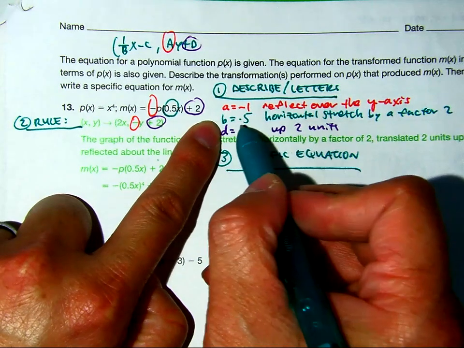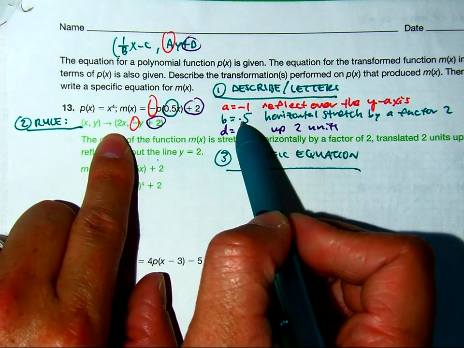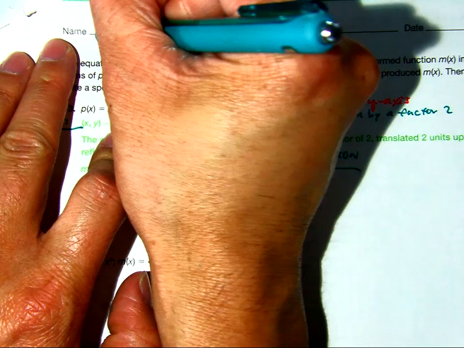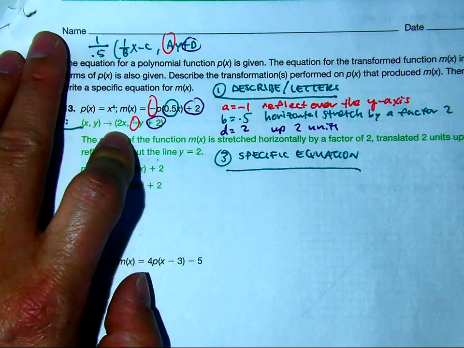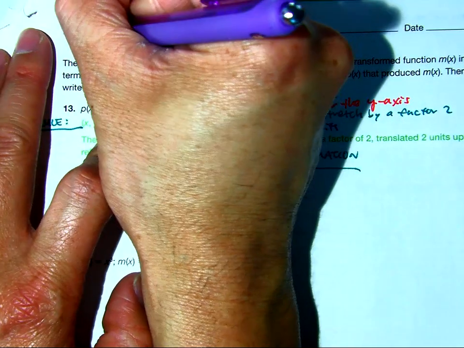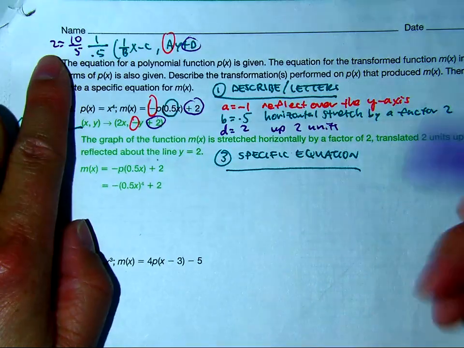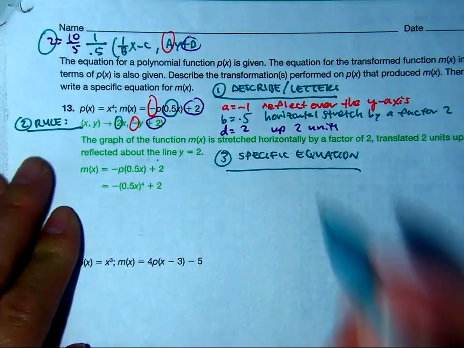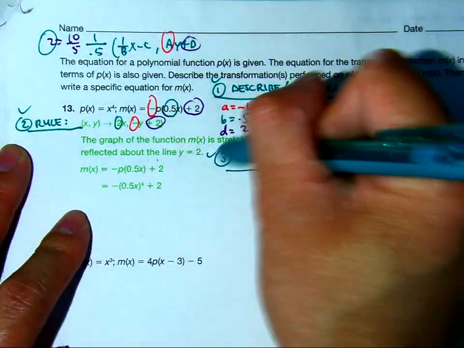Now remember, you might be asking the B value, how come it's 2 here even though I have 0.5? I have to take 0.5 and put it in. 1 divided by 0.5. If you multiply this by 10, you get 10 over 5, which is 2. And that's why I have a B value of 2 here. So we've described the letters, we've done the rule, and now we're going to do a specific equation.